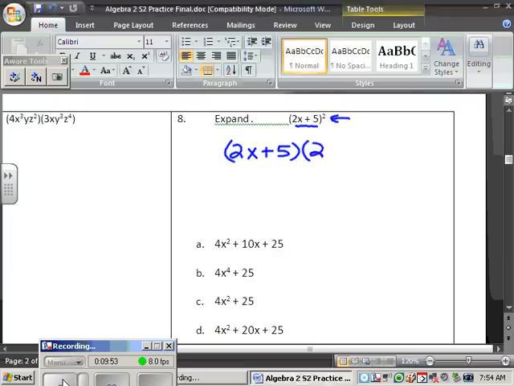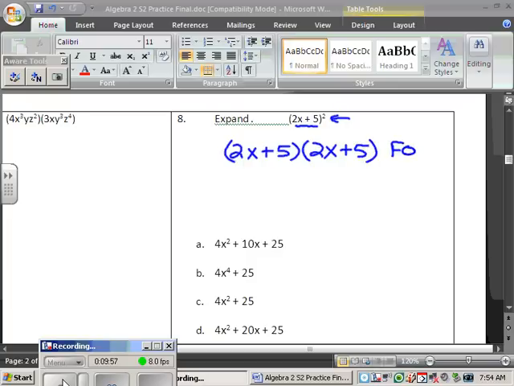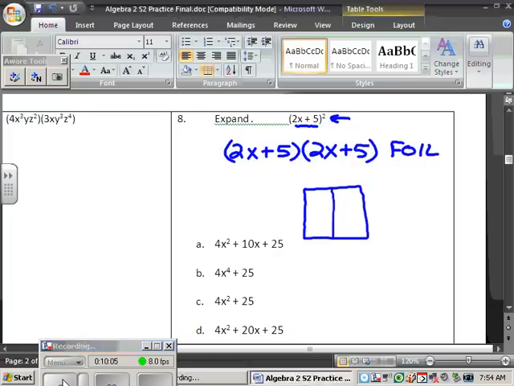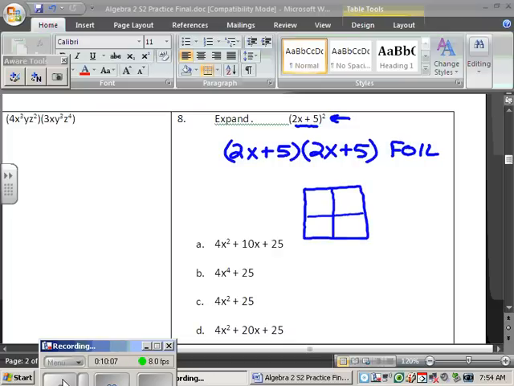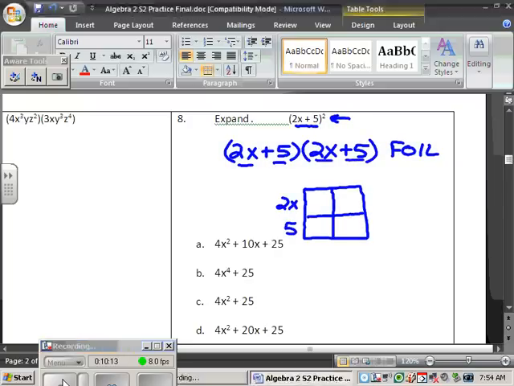So we're going to write the 2x plus 5 twice, and for this problem we need to FOIL it or multiply it out. Now you can either distribute using the FOIL method, or you can use the box method, which is what I use. Either way, you get the same result. So the 2x plus 5, I'm going to stick on one side, either the top or the side, and the other 2x and 5 on the other.